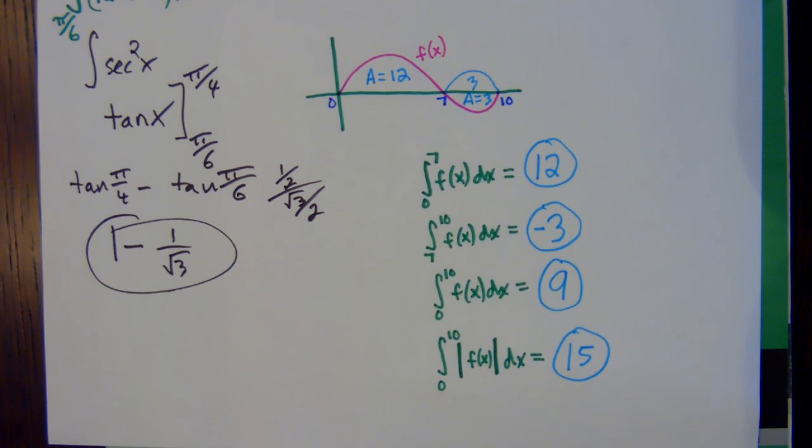So that's the connection between the area and integral. So just remember, derivative is slope, integral is area, and if the graph goes below the x-axis, then that integral answer will be the negative of that answer right there.